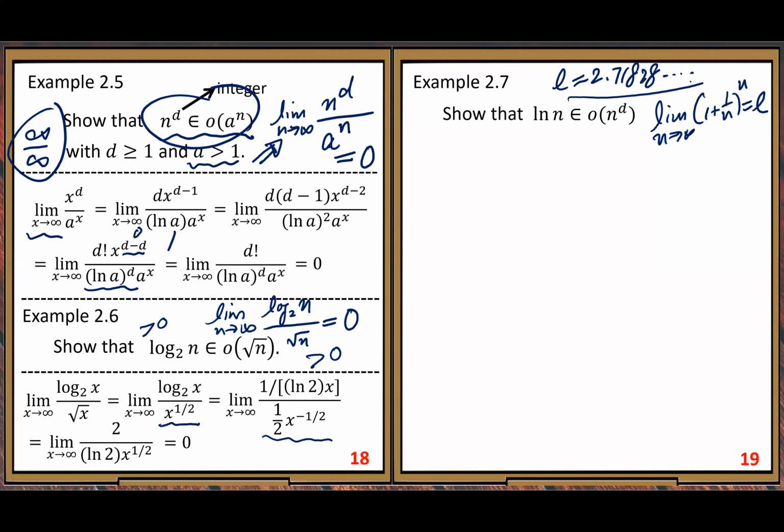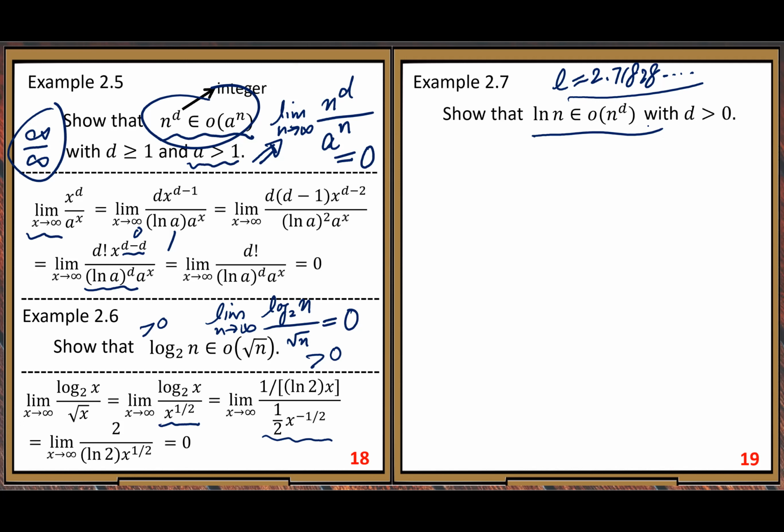All right. So natural log of n belongs to little o of n to the d-th power. And what is this d? Here, I need to tell you what this d is. This d is greater than 0. Here, I do not say integer. If d is a positive number greater than 0, then this result is correct.